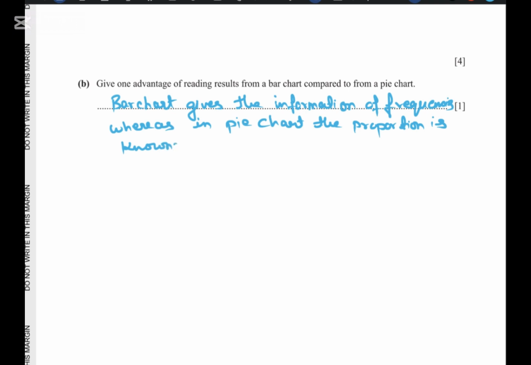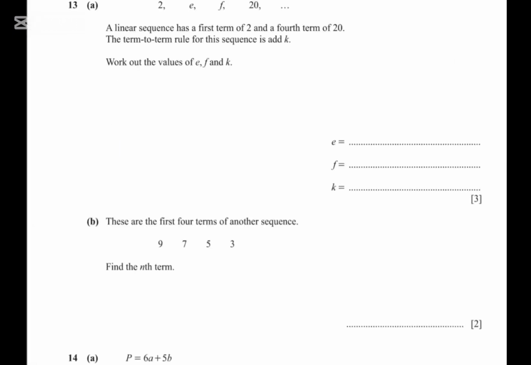This is the advantage of reading the results from a bar chart. Question number 13. A linear sequence. Now this is a sequence given. Before that, let me read the sequence: 2, e, f, 20, and one more which is missing. A linear sequence has a first term of 2 and a fourth term of 20.